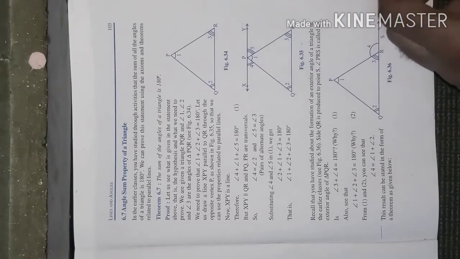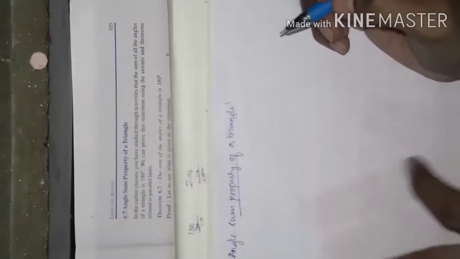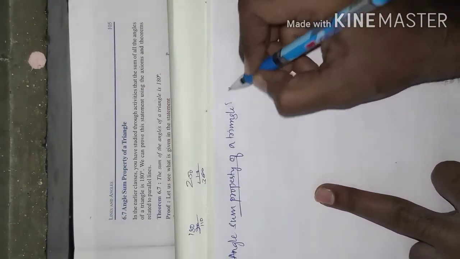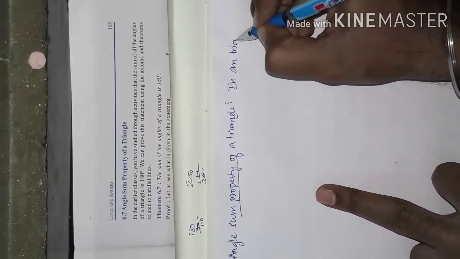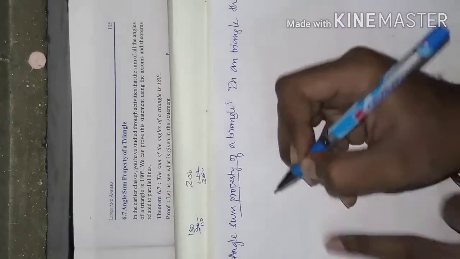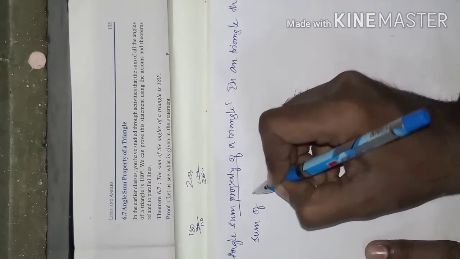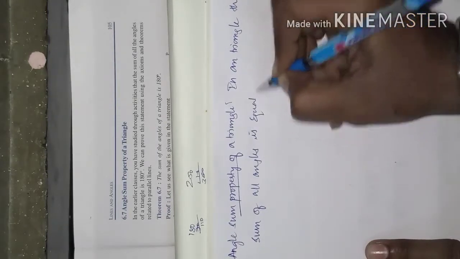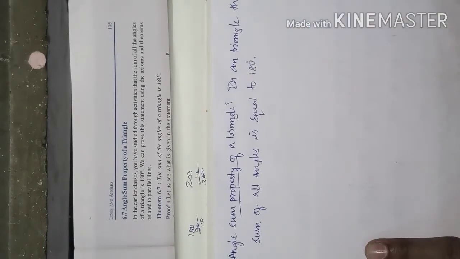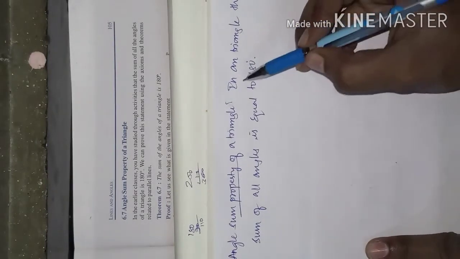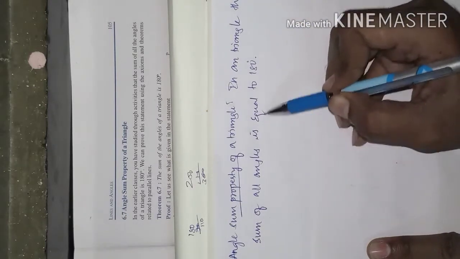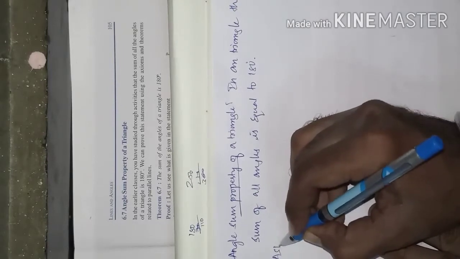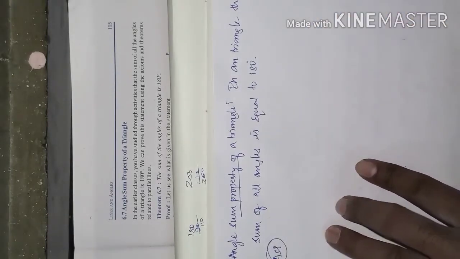I will show you what it says. Angle sum property of a triangle states that in any triangle the sum of all angles is equal to 180 degrees. In any triangle the sum of all angles is equal to 180 degrees. It is also called ASP, angle sum property. I'll show the diagram.